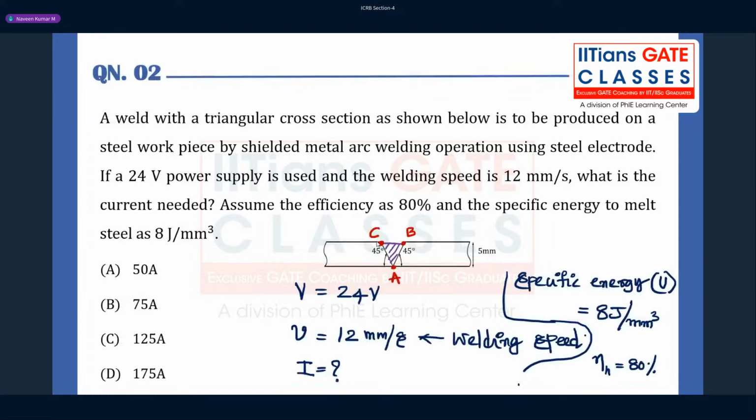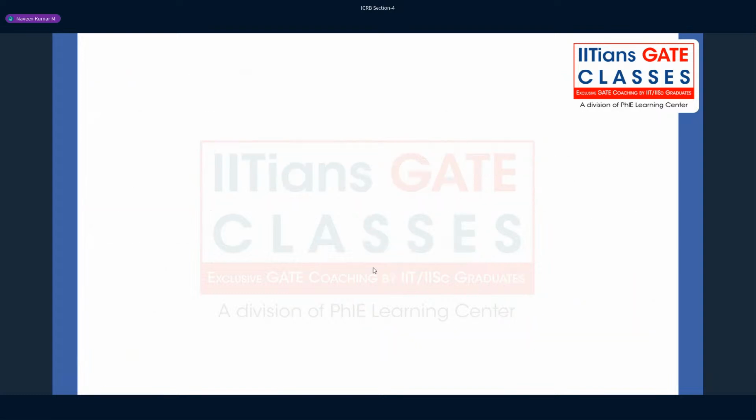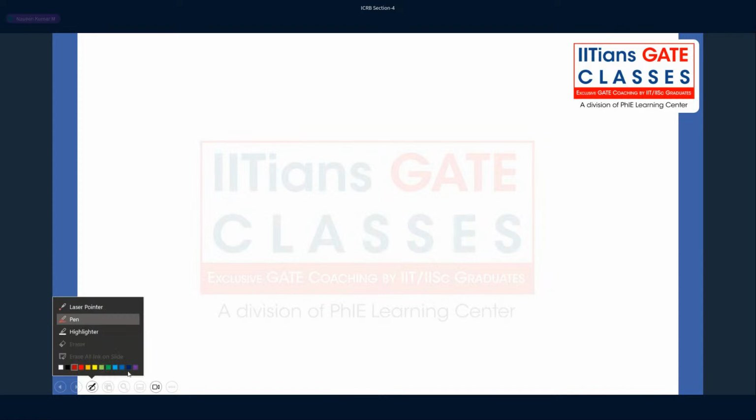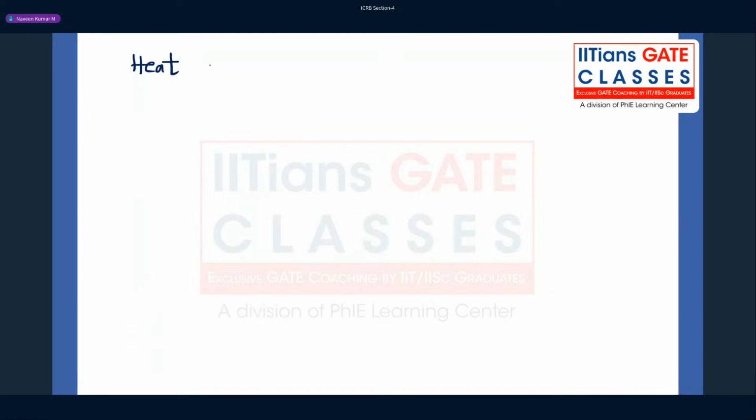Okay, so let's start with the basics. First we want to generate heat. We want to input heat to melt the electrode, right? And where is the heat coming from? The heat is coming from the power source, right? So let's write heat input to workpiece is equal to power into efficiency of heat transfer.